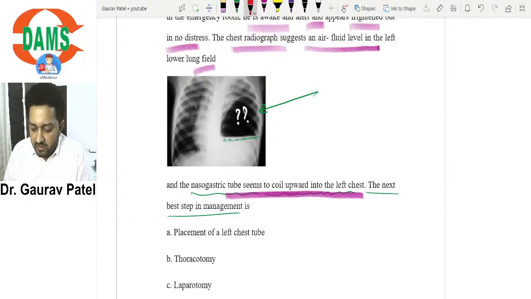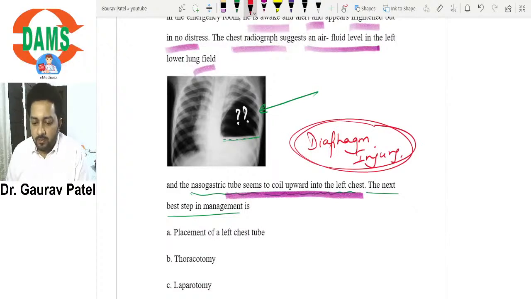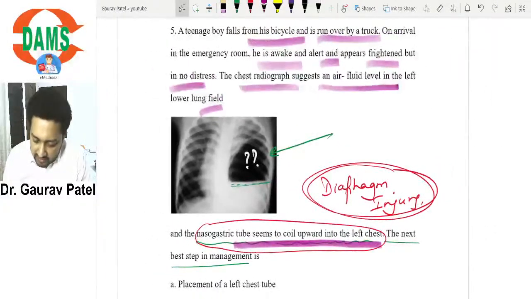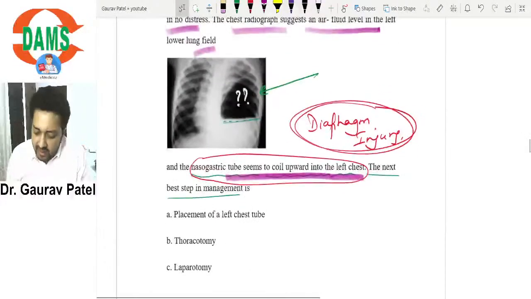Yes, you're correct. Diaphragm injury. This is very classical of diaphragm injury. Hemopneumothorax can give this picture, but in hemopneumothorax, your nasogastric tube will not coil in the left chest. The nasogastric tube will go normally into the stomach. Okay, so this is a diaphragm injury.